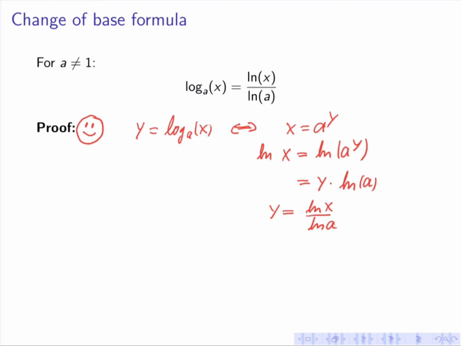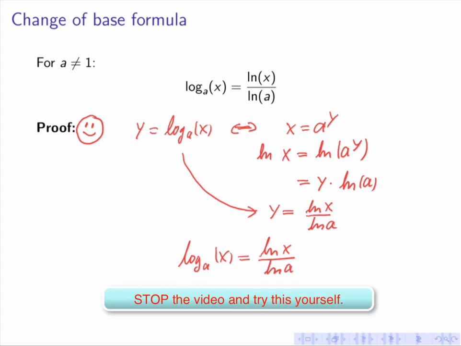But then y has really been this, right? So y is log a of x. So then putting this together, I have log a of x is equal to ln x divided by ln a. And that's the formula we have on top.